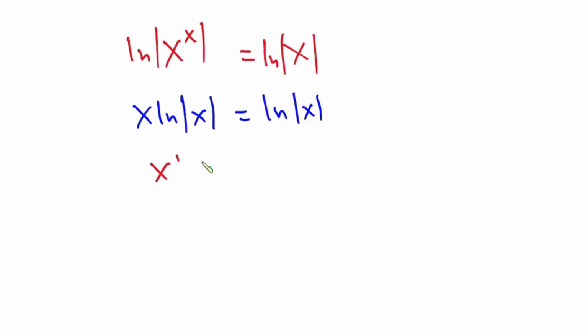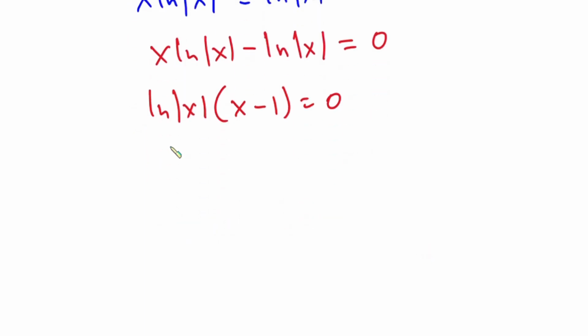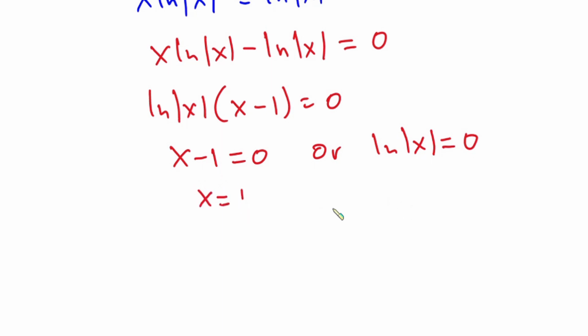So we have x ln of the absolute value of x minus the ln of the absolute value of x, and this is equal to 0. Now you can see we have ln of the absolute value of x here, and then the exact same thing is here. So we can factor it out. So we have ln of the absolute value of x times x minus 1, and this is equal to 0. Okay? Now from here we can say that x minus 1 is equal to 0, or ln of the absolute value of x is equal to 0. Now making x the subject from this equation, we have x is equal to 1.